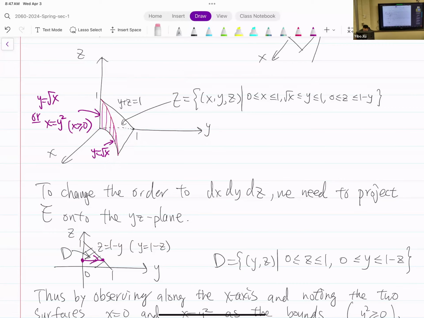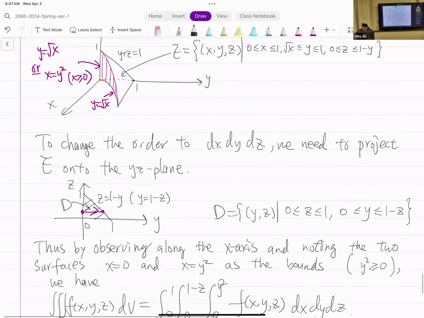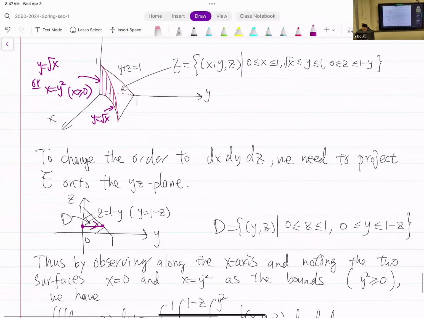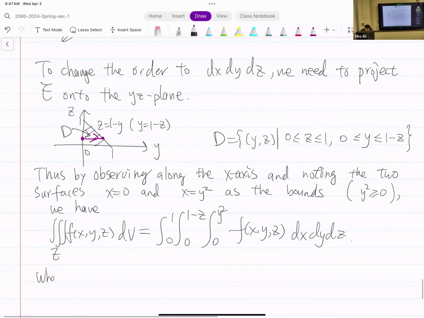So let me quickly put down a comment. The boundary will relate to this intersection red curve right here. Let me quickly write that down. So what is the question? What is the projection of the solid B onto the XZ plane?